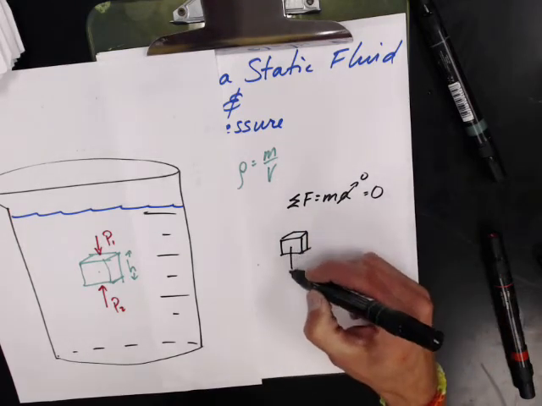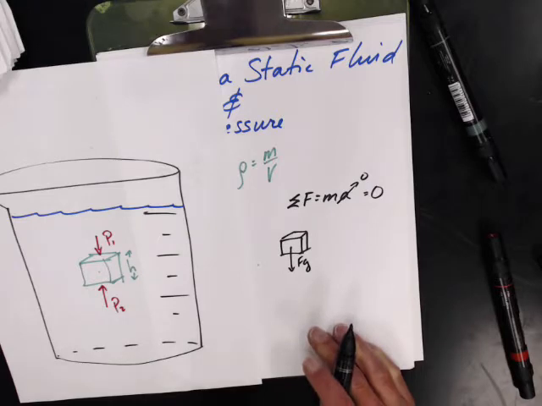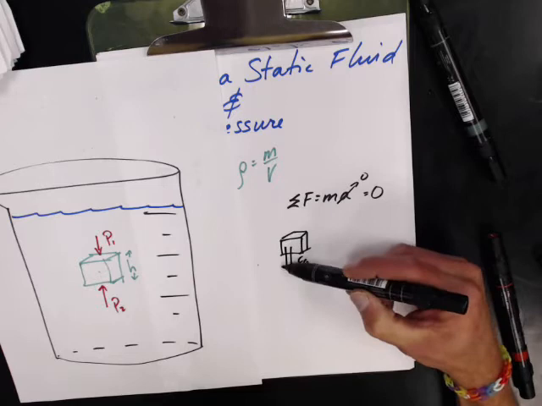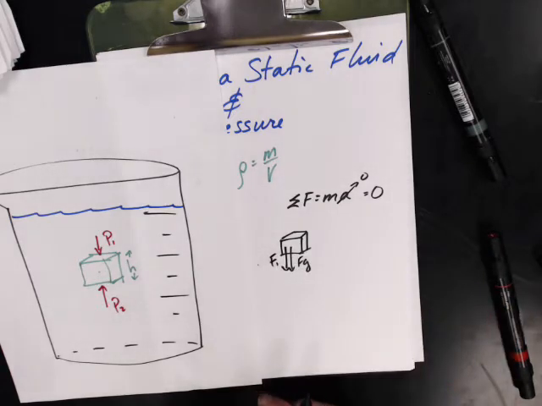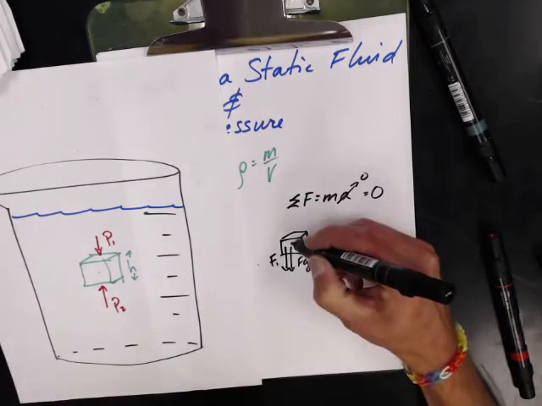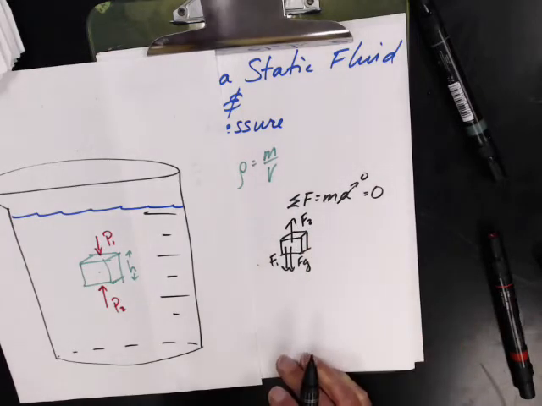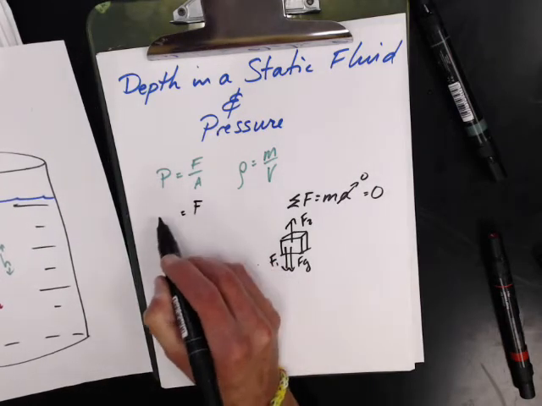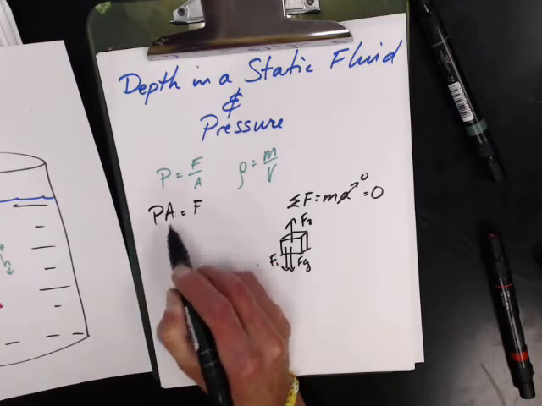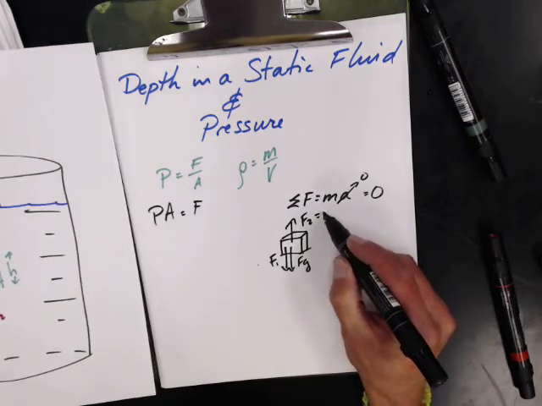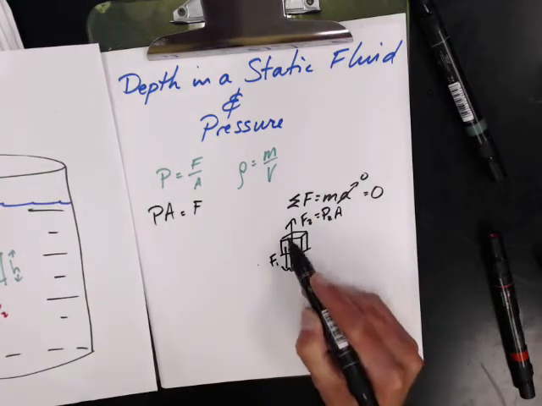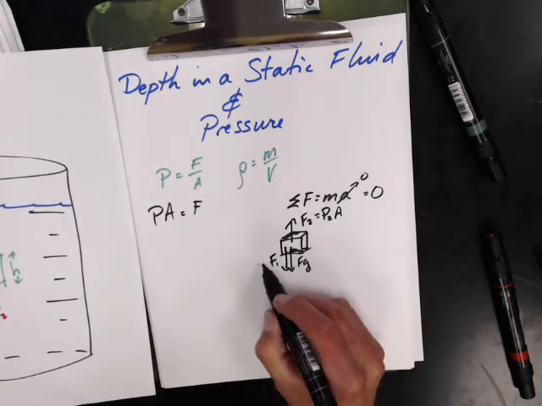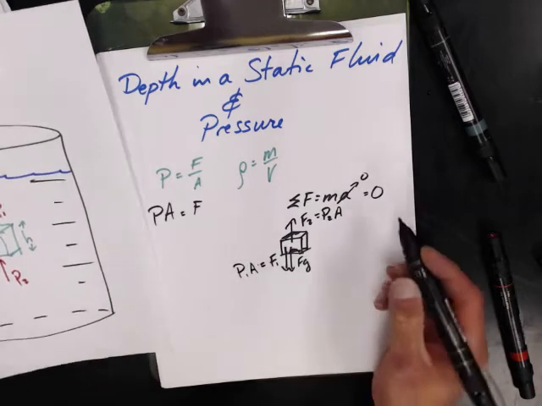What do I have on it? Well, I have the force of gravity pulling down. I have pressure 1 pushing down, the force due to pressure 1, and I have pressure 2, the force due to pressure 2, which I'm going to call F2, pushing up. But pressure is force over area, so the force is pressure times area. So F2 is just P2 times the area, which is this little space down here. There's a reason I picked a cube. F1 is P1 times area.